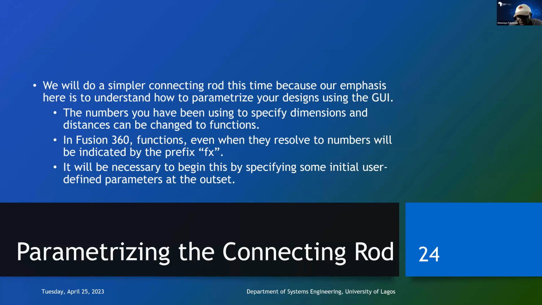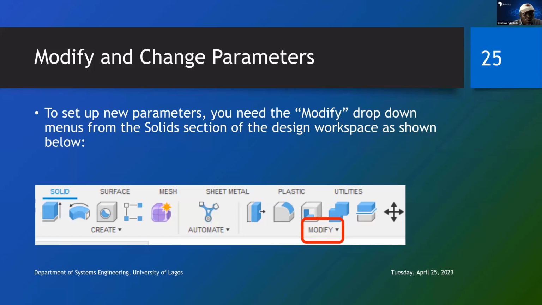Ordinarily, when you want to do a sketch, you just take your design, take a sketch plane and start doing your sketch. But when you are parameterizing, that's not where you start. You have to go to modify and change parameters first, in the solid section under the design workspace. You have to look for modify and bring this modify down.